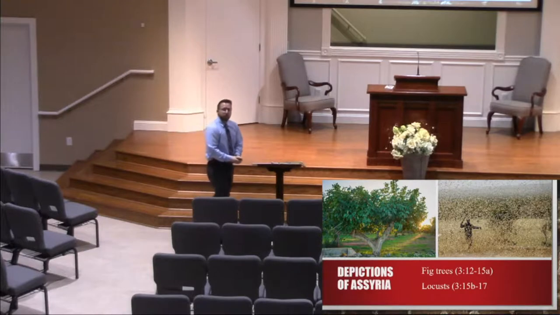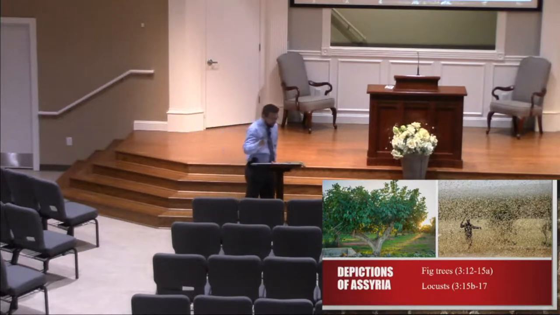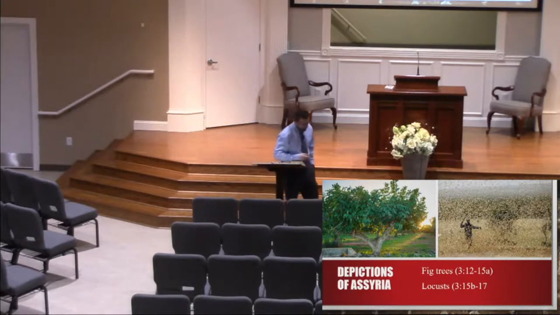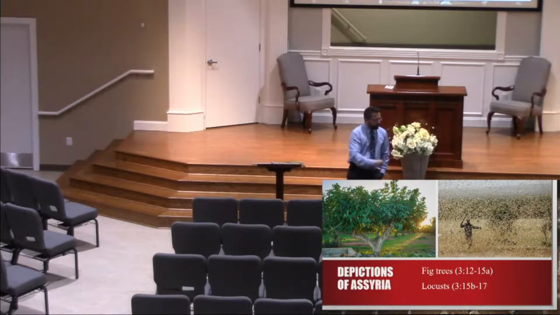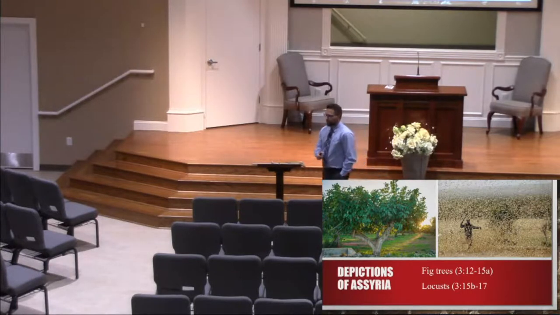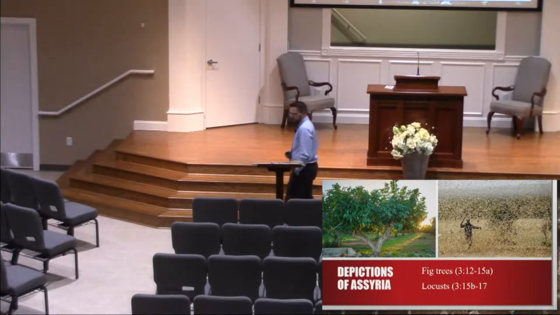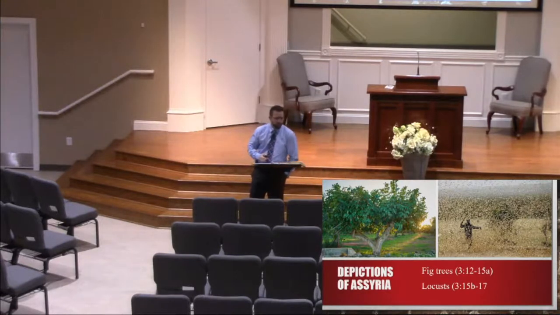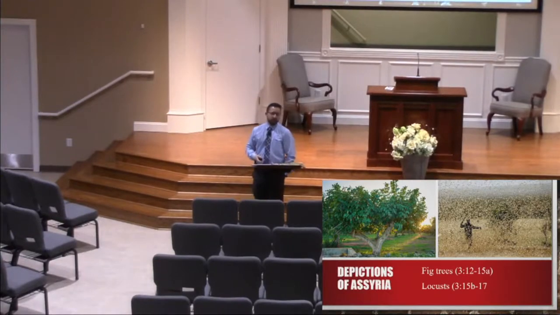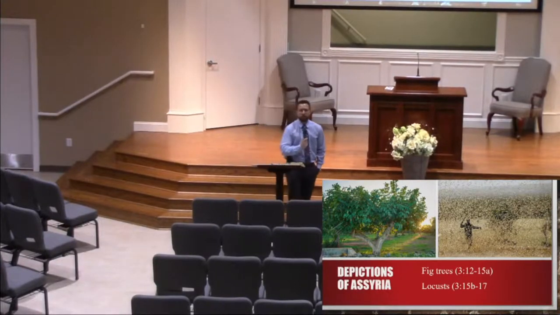In chapter 3, verse 12 through the first part of 15, we get the depiction of the fig tree. Basically, Nahum says, you're like a fig tree. You're supposed to be strong, but if I go and shake you a little bit, your fruit falls right into my mouth. So you have this picture of being strong, but we all know you're weak, and all I have to do is thump you a little bit, and I'll get what I want. And that's exactly what happens, by the way, with Nineveh and Assyria.